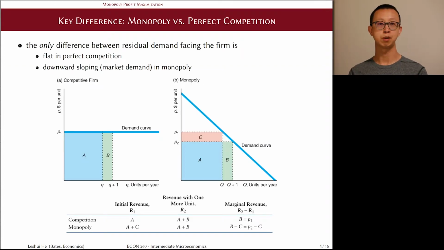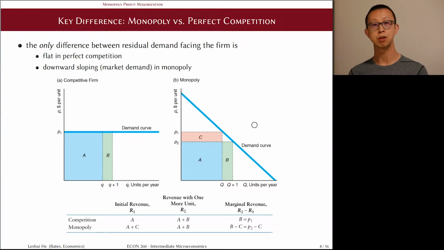We will first look at the profit maximization problem under monopoly. Our monopoly model has one and only one difference from the model of perfect competition. The residual demand facing each firm in a perfectly competitive market is perfectly elastic, or horizontal on this graph. The demand facing a monopolist is exactly the market demand, which is downward sloping. These differences in the demands have different implications when it comes to the firm's output decision.